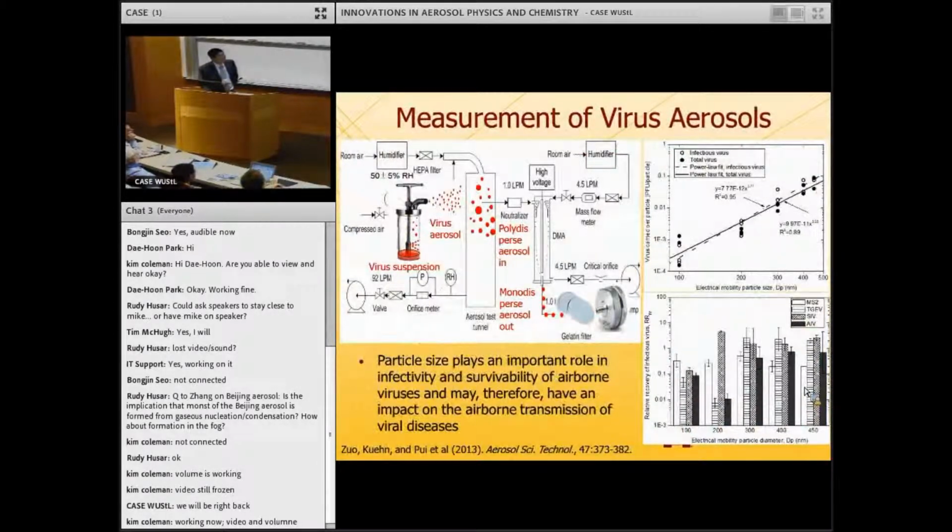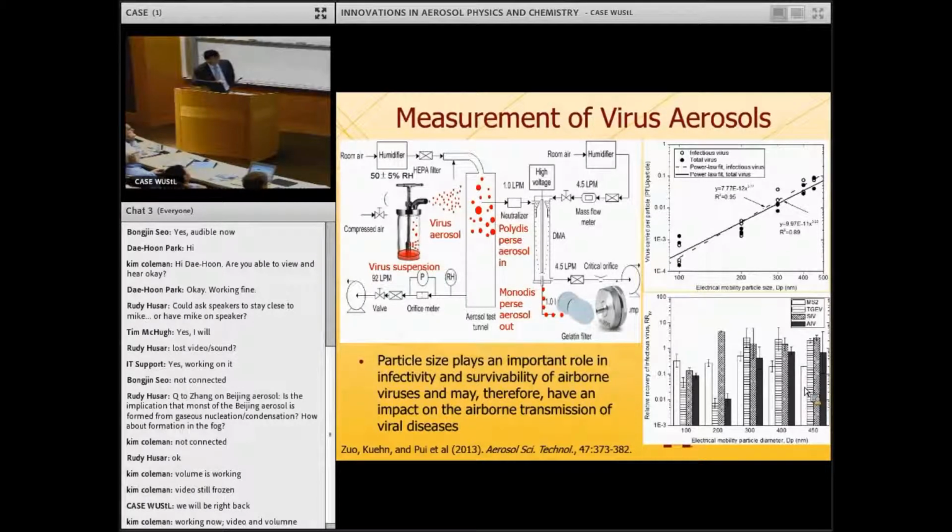Now, what we would like to find out in a couple of our papers here is the ability of the carrier particles, whether it's cough droplets or other ways of producing those particles, to carry virus particles, and the survivability of those virus particles attached to the carrier particles.